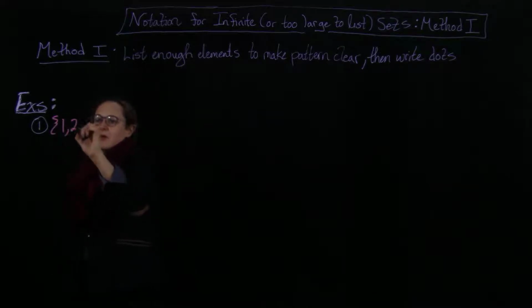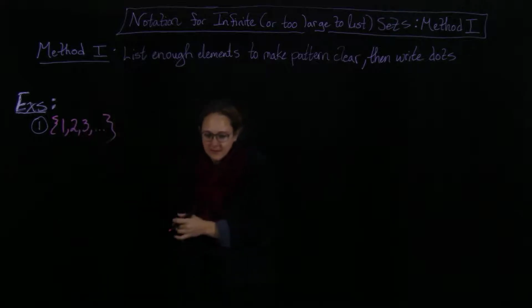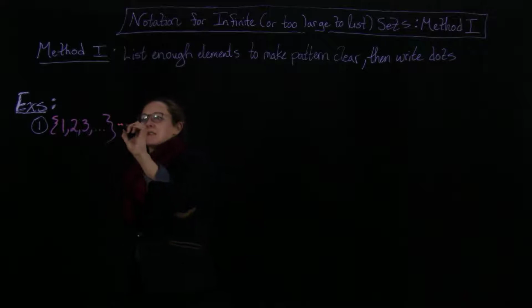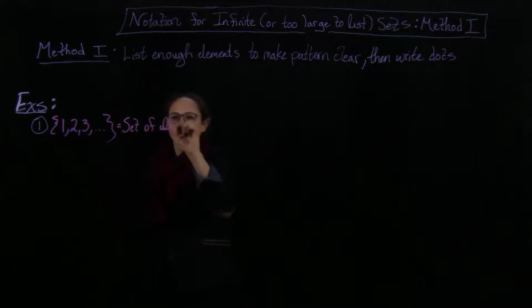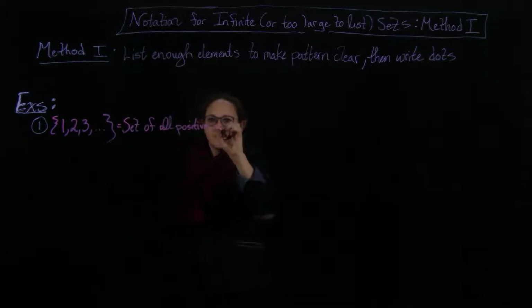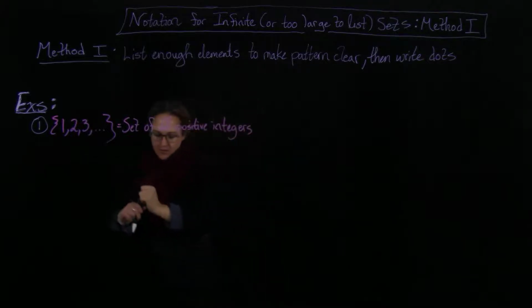So if I go 1, 2, 3, like this, then looking at that, you can probably tell that this is the set of all positive integers. So this equals the set of all positive integers.